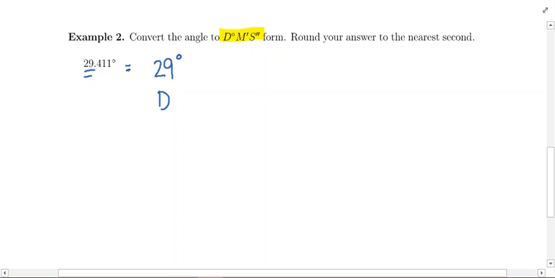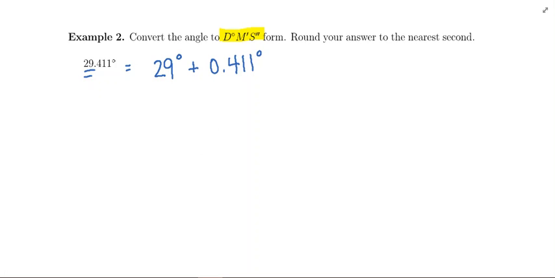So if I'm writing down 29.411 degrees, it is the same thing as 29 whole degrees plus 0.411 degrees. Both of those numbers are in degrees. If you take 29 whole degrees, the whole number part, and then add the fractional or decimal part, both of these are in degrees. If you add them up, you get the full 29.411 degrees.